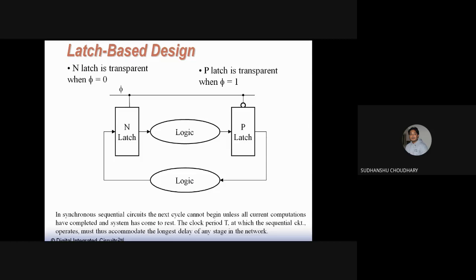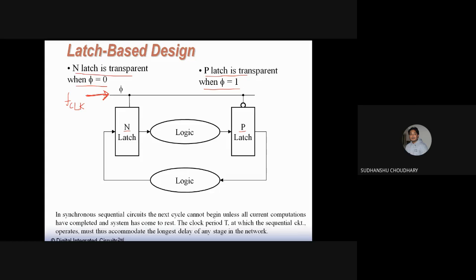Now in a latch based design, one has to also think about the clock frequency. What would be the clock frequency, and how do we decide the clock frequency of any circuit? One has to decide the factors which will decide the clock frequency or the clock period. For example, in this circuit there are two latches: one is a negative latch and one is a positive latch. The negative latch is transparent when clock is 0, and the positive latch is transparent when clock is 1.